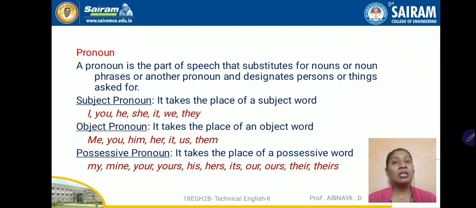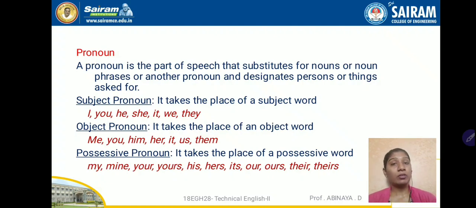A noun does not only come in the beginning of the sentence. A noun can come in the middle of the sentence as well as at the end of the sentence. Those nouns are substituted by pronouns. The subject pronoun substitutes the noun in the place of the subject, in the beginning place. So what are these pronouns? I, you, he, she, it, we, they. These are all the pronouns that substitute the noun in the subject place, which means in the beginning of the sentence.